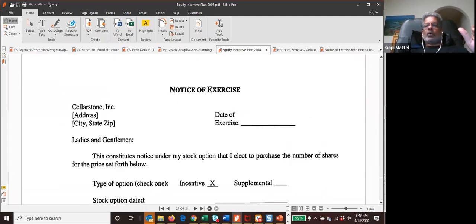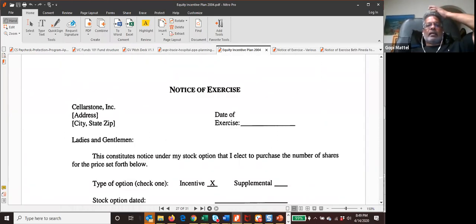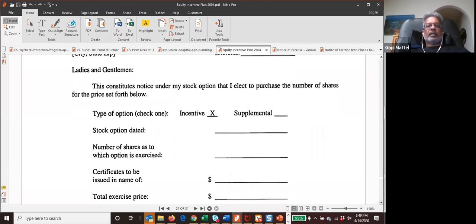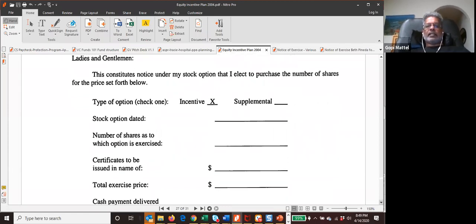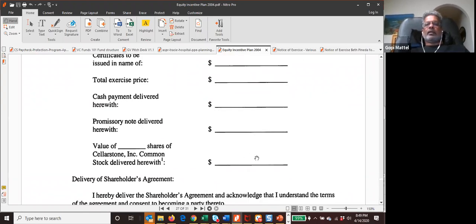Okay, so this is the notice of exercise. This is the blank form you will give to a person, saying when you're ready to exercise, you fill this form out and give it to us, okay? How many shares I want to exercise, etc. Make sense? Here's a cash payment, they'll sign it and they'll be done, all right?